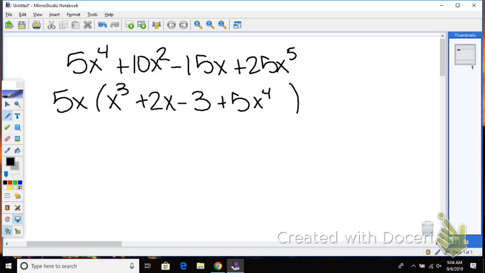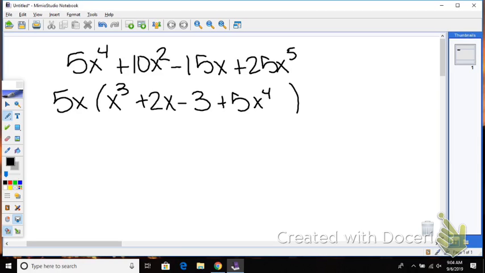So this is an example of the first part of our objective today, which is just to factor out a monomial. Once we factor it out, is there anything more you can do? No, you leave it like that. There's nothing more we can do, because those aren't like terms.